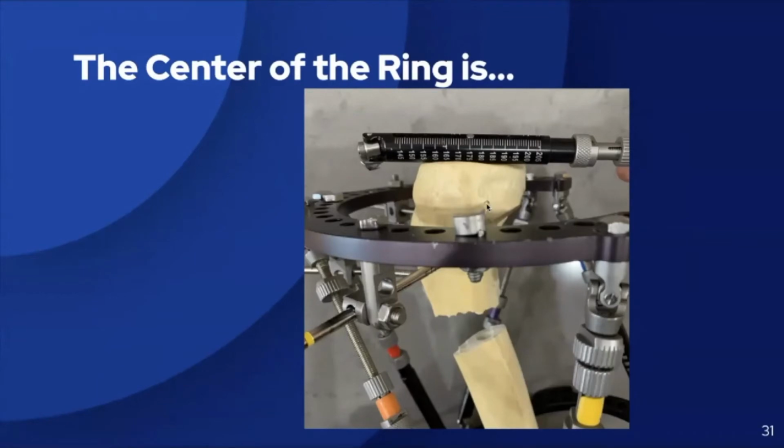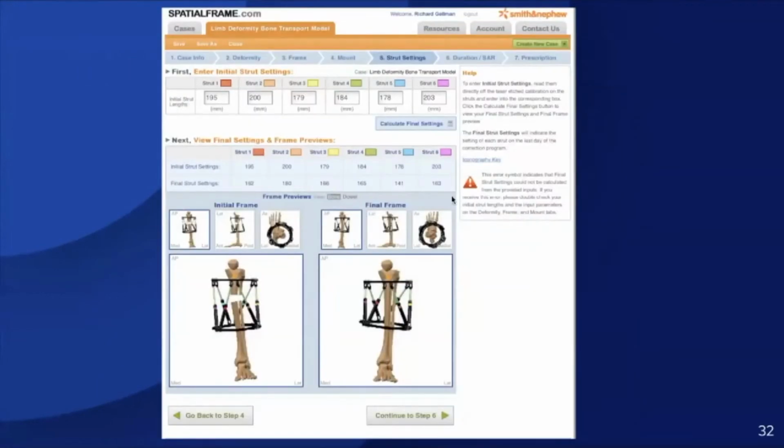Because here's the center of the ring and here's the origin. Your fifth screen is going to do the actual calculation, do the math. So when you first go to it, you fill in your strut settings that are on the model in front of you. You click the blue box that says calculate final settings, and then the numbers come out here.